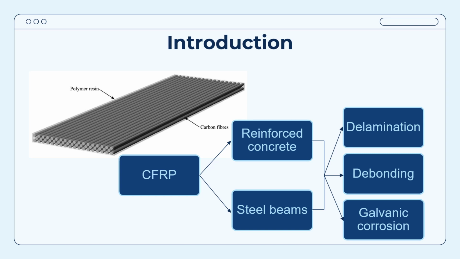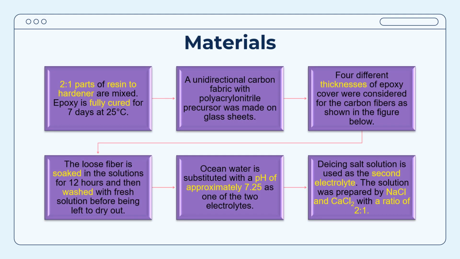In this case study, corrosion rates of samples with different thicknesses of epoxy coating in different electrolytes provide a thorough understanding of the phenomenon and assist in developing techniques to eliminate the galvanic corrosion problem. Here is the list of materials.